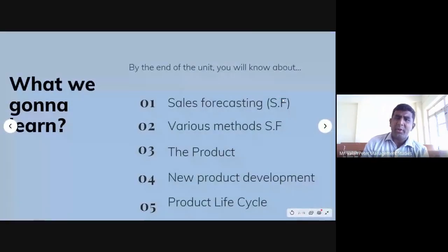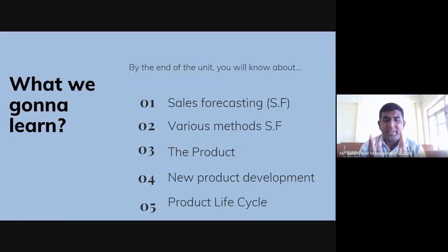So what are the things that we are going to learn in unit three? We are going to learn these five important topics. This is very, very important. The first topic is sales forecasting. We will learn what sales forecasting is, why it is done, and then we will discuss the various methods and how they are used in sales forecasting. I put it as SF for short.